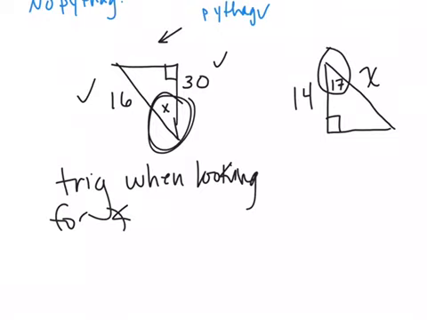Almost anytime there's an angle involved, there's going to be trig. But I was just trying to get a little bit more specific in this video, that if you have two sides and you're looking for the third, use the Pythagorean theorem. Almost any other time, you're going to be using a trig ratio.